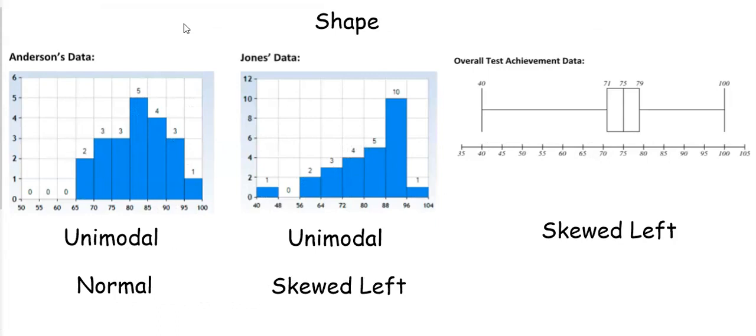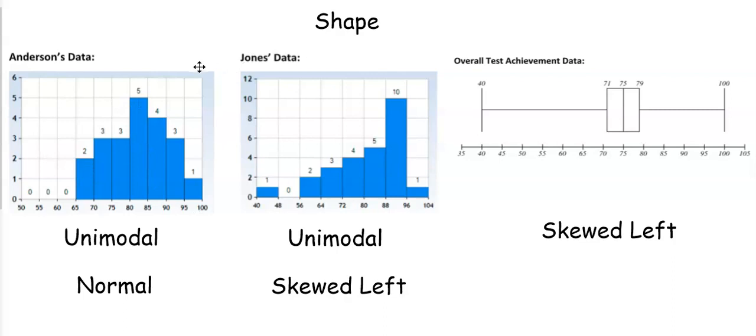We're going to look at an example of comparing three different data sets. These are quiz scores from two different classes and then the overall achievement data. We have Anderson, who is a teacher, and Jones, who is a teacher, and their quiz scores for their classes. These two classes, plus a few other classes, have their data combined for the overall test achievement data.